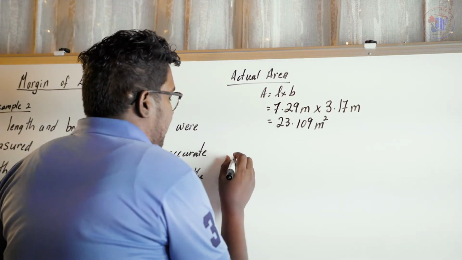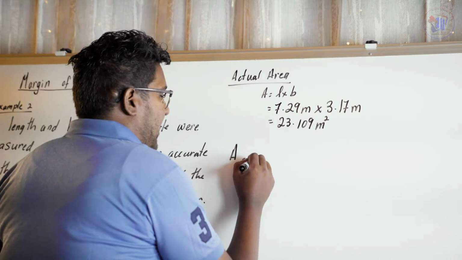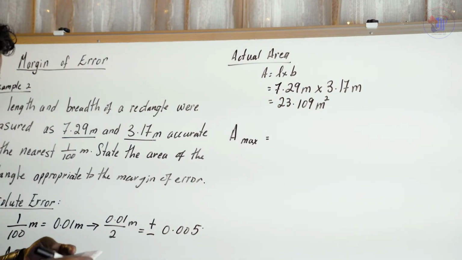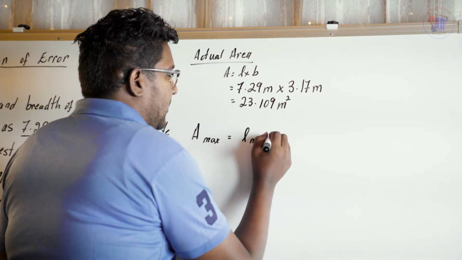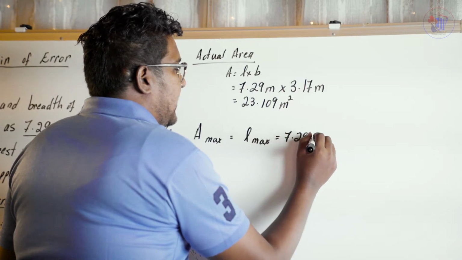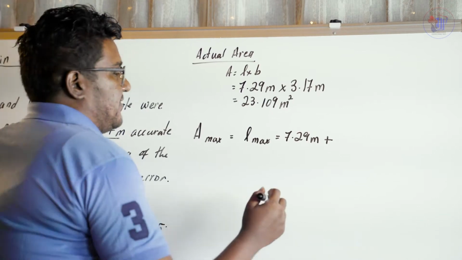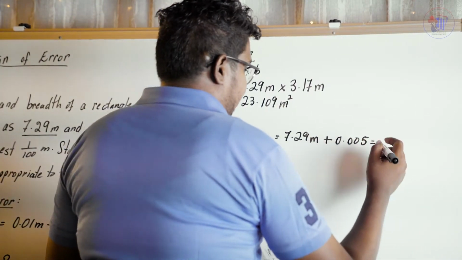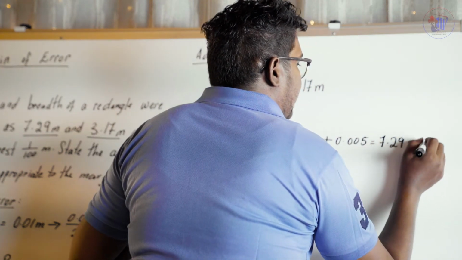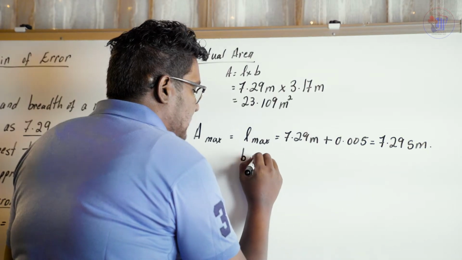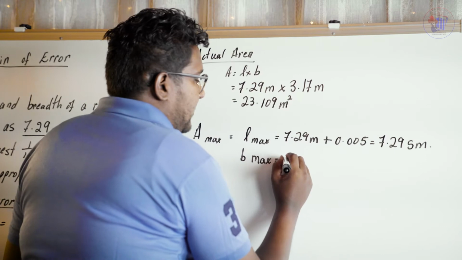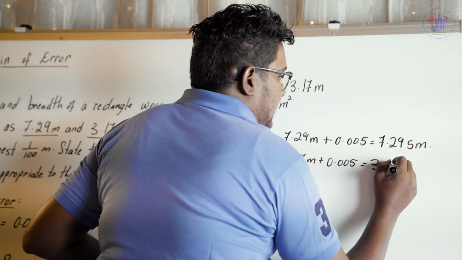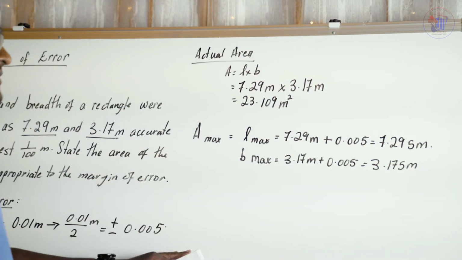So let's see what the maximum area is going to be. So we say A max, and when we're working with the maximum, we have to add 0.005 to the length and the breadth. So our L max is going to equal 7.29 meters plus our error, which is 0.005, and this is going to give me 7.295, and the breadth max is going to be 3.17 plus the error, which is 0.005, and that's going to give me 3.175 meters. So now let's calculate the maximum area.